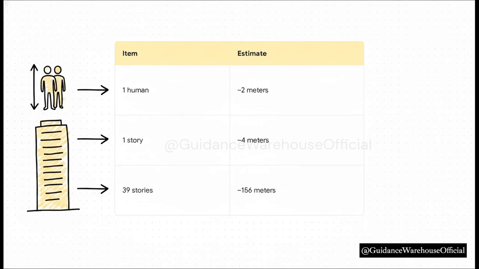We can visually estimate that one single story of a building is roughly the height of 2 humans standing on each other's shoulders, so let's call it 4 meters. Therefore, 39 stories multiplied by 4 meters gives us an approximate total height of 156 meters. See? No tape measure required, just totally logical scaling.